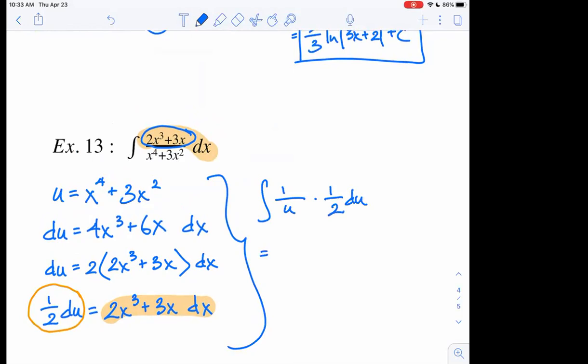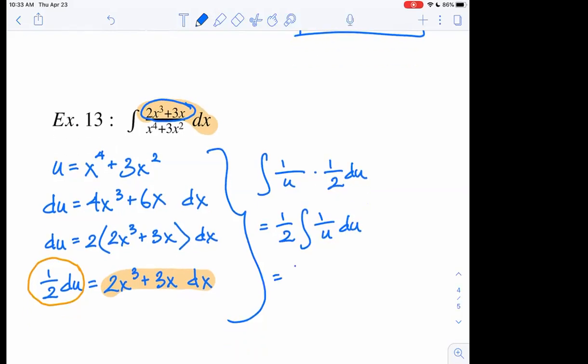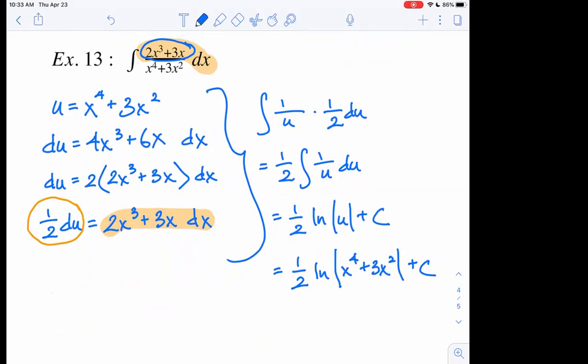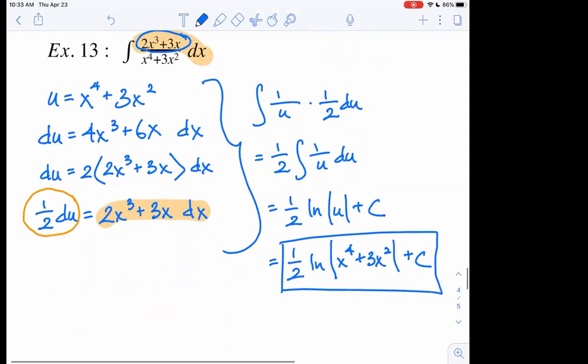Any constants, I'm going to pull those out to the front. And then I'm going to take that integral, which is the natural log of u plus c. And then I get 1/2 natural log of x to the fourth plus 3x squared plus c. Okay. So this would be one version of my final answer.